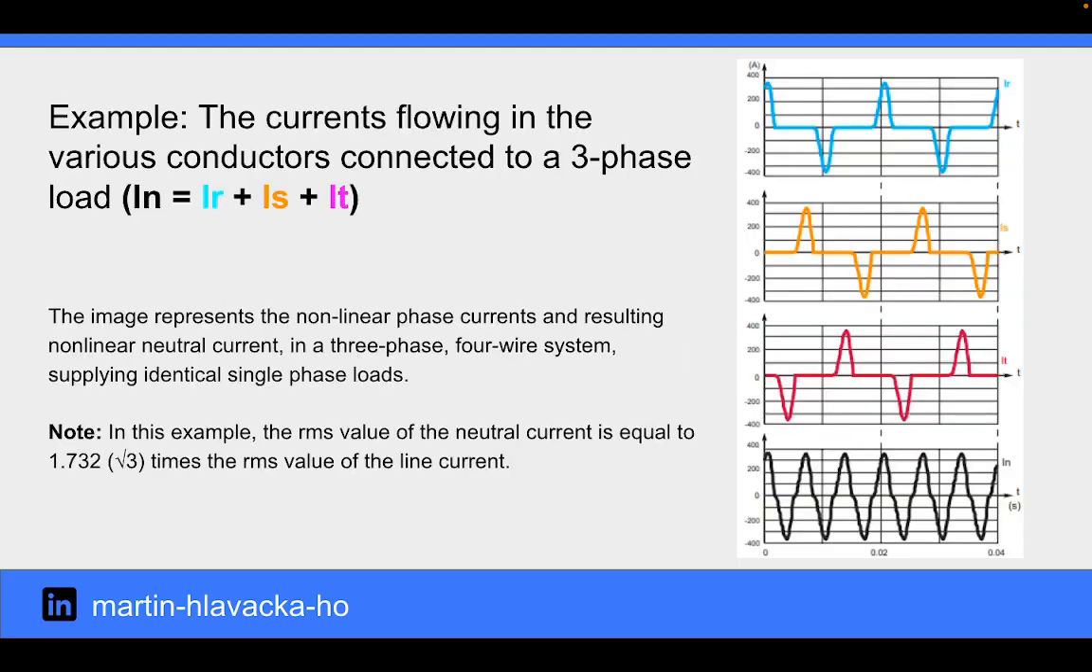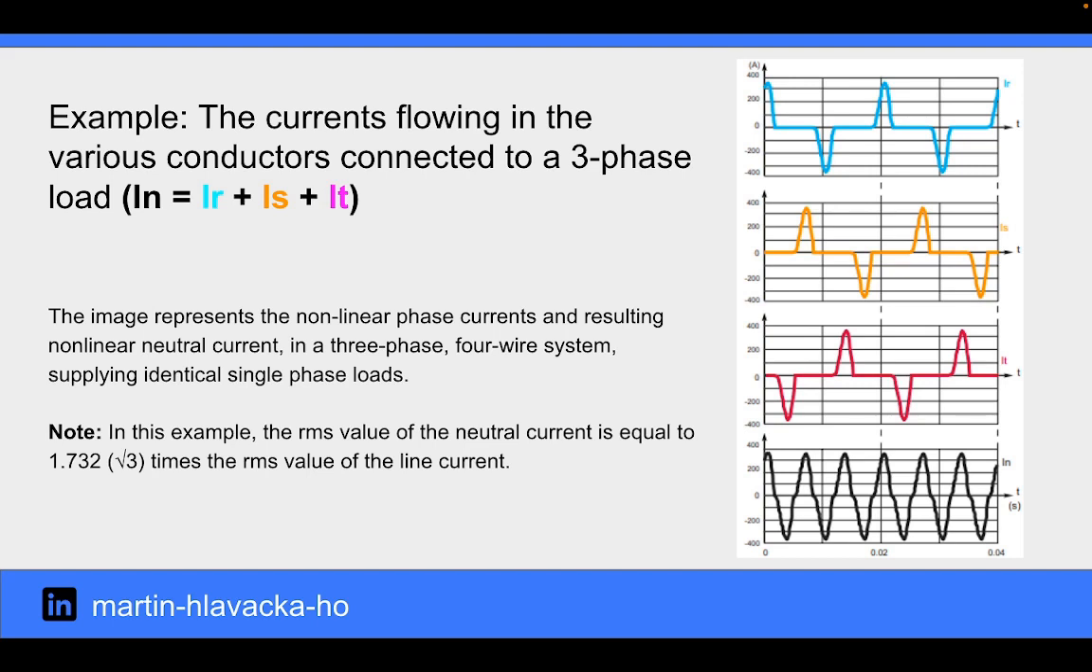In the image, you can see the nonlinear phase currents and the resulting nonlinear neutral current in a three-phase four-wire system supplying identical single-phase loads. In this example, the RMS value of the neutral current is equal to square root 3 times the RMS value of the line current.